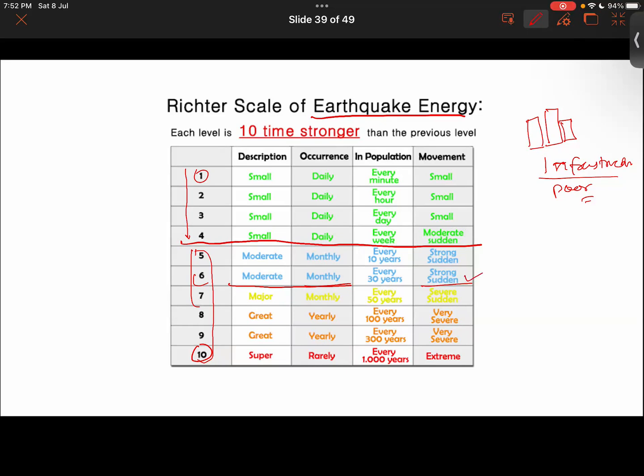Okay, and the earthquakes which have a magnitude of 7, 8, 9, or 10, the destruction caused by them is huge. See, the earthquake which has a magnitude of 10, its occurrence is very rare. Rarely has it been found that an earthquake was of magnitude 10. And suppose if it happens, the movement of the plates will be extreme in nature.